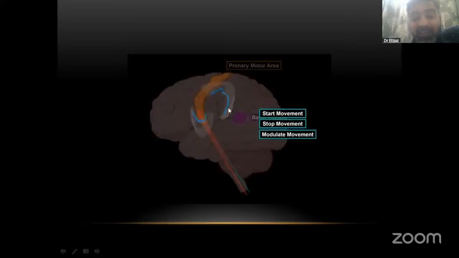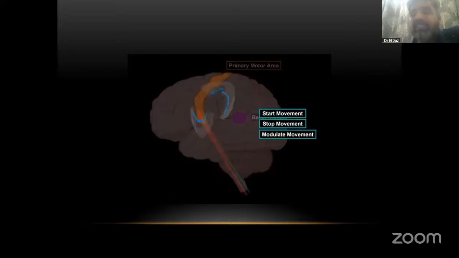Basal ganglia will process and modify this information according to the response, then send it back to the higher motor cortex. Then it will descend downward with the help of the corticospinal tract. What information does it carry? It starts the movement, it stops the movement, it modulates the movement.